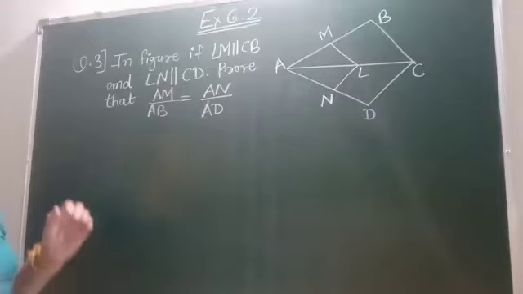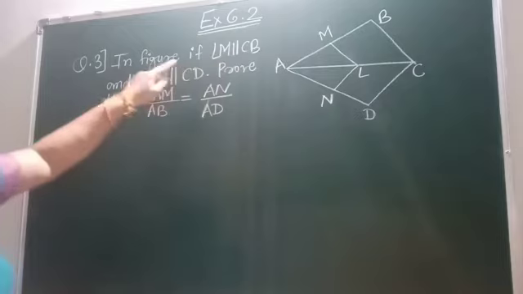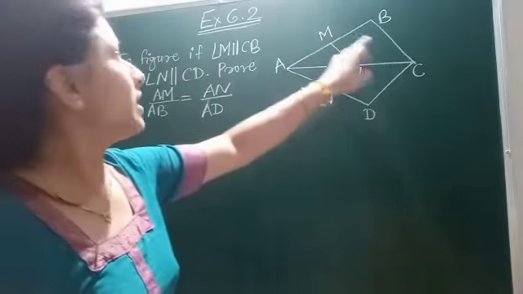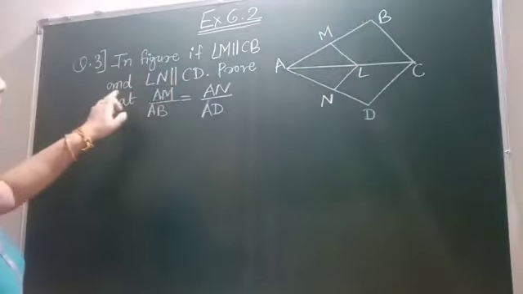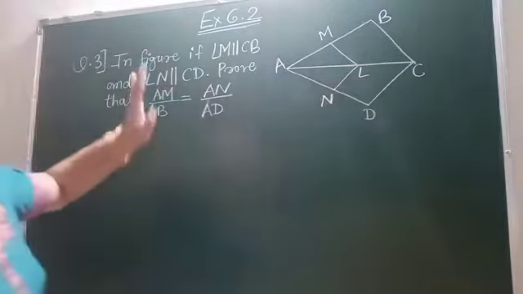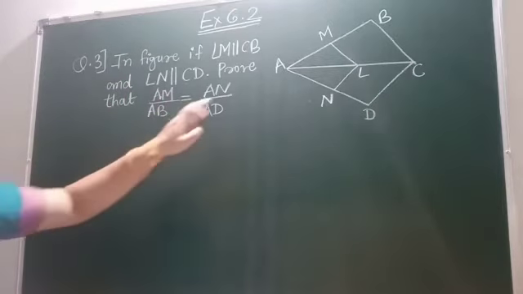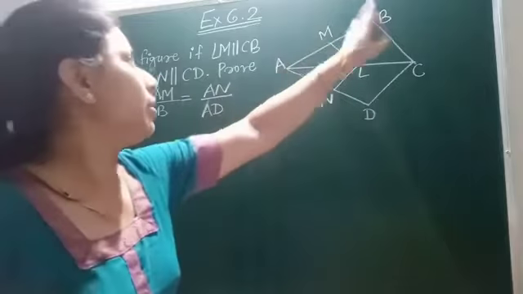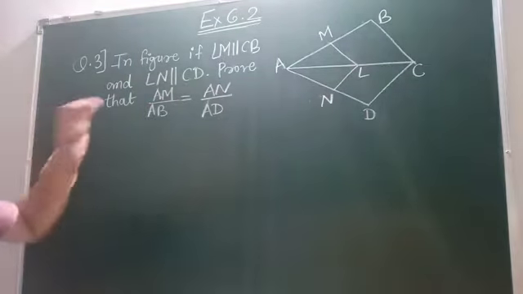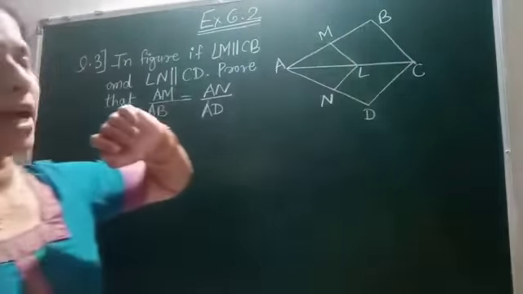Question number 3 of exercise 6.2 is in the figure. This is the figure. LM is parallel to CB and LN is parallel to CD. It is given that. Then we have to prove that AM upon AB is equal to AN upon AD. So student, it is given that LM and CB are parallel.